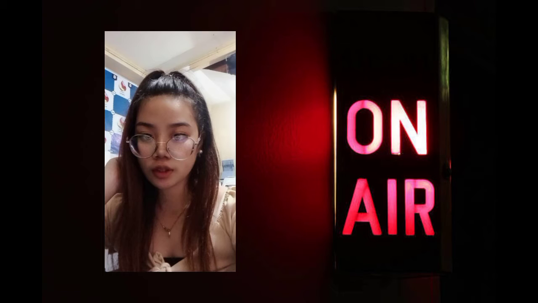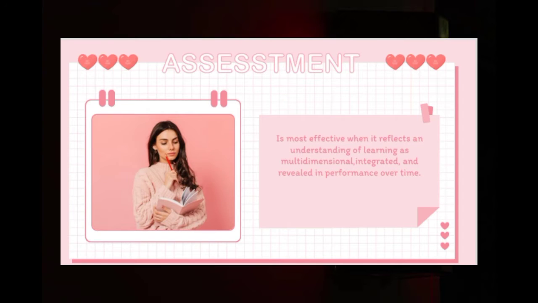It is through an assessment of the process which the student did in order to arrive at those final outputs or products. And there are several principles on assessment. Among them is that assessment is most effective when it reflects an understanding of learning as multidimensional, integrated, and revealed in performance over time.